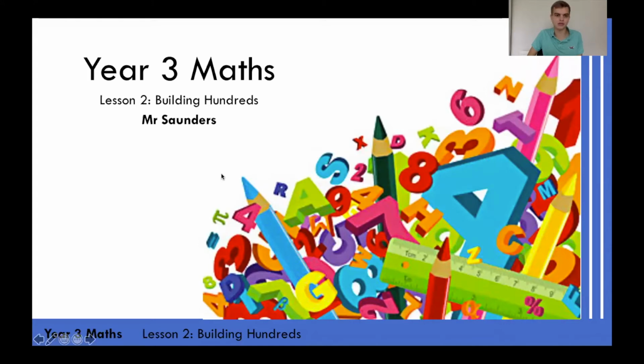And last lesson, if you can remember, we looked at place value for 2-digit numbers, didn't we? We looked at tens and ones and how to represent 2-digit numbers. And today we're going to look at 3-digit numbers, and specifically what is 100, because in 3-digit numbers we have hundreds, tens and ones. So today we're going to look at what actually is 100 and how do we make 100 out of tens and how do we make 100 out of ones.